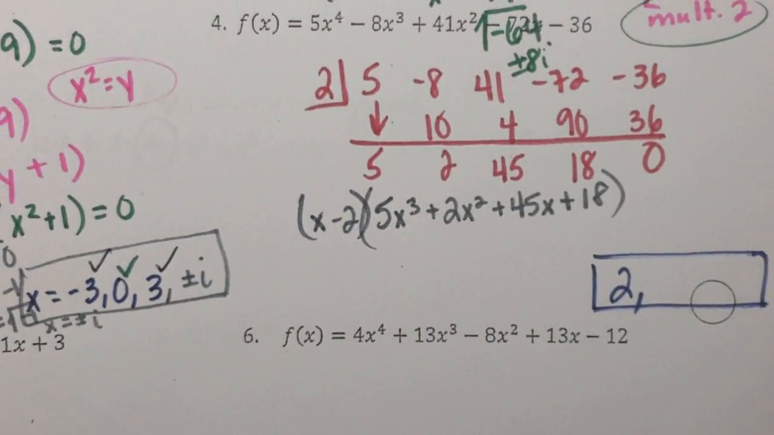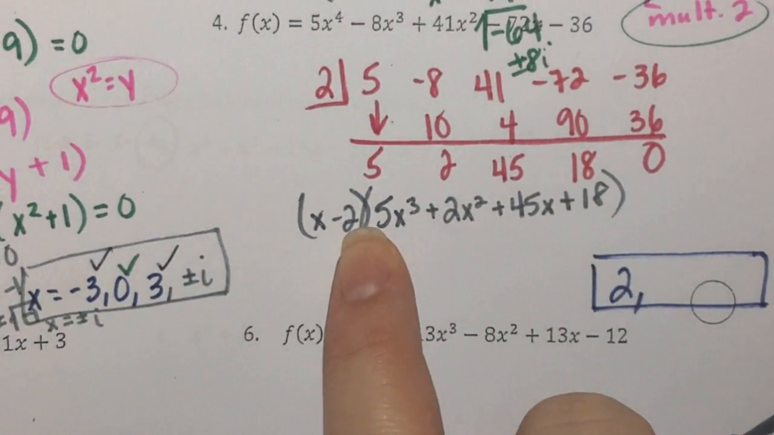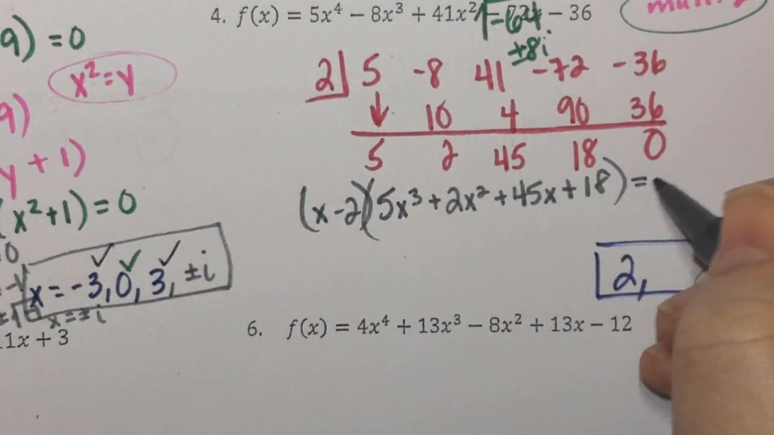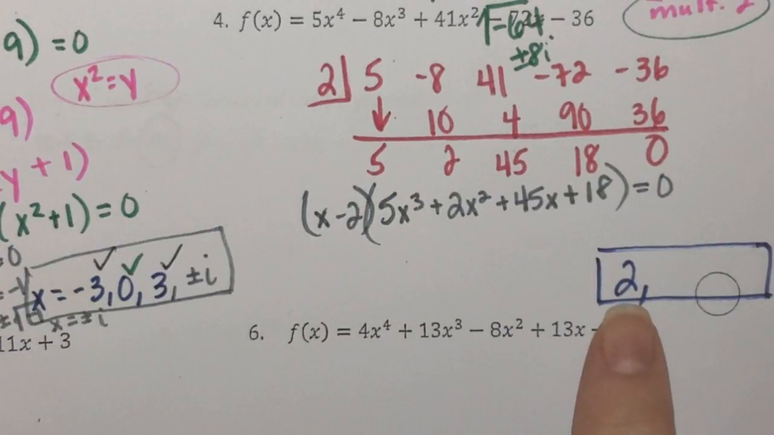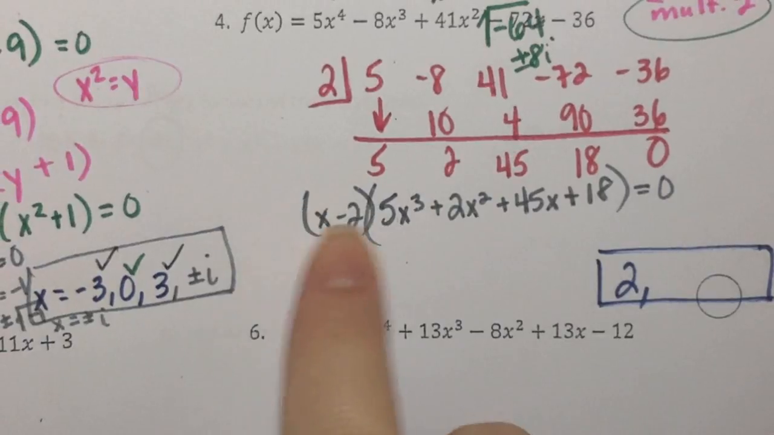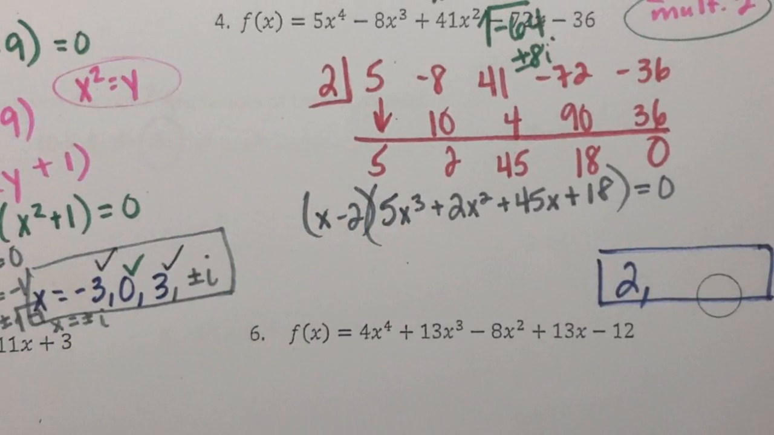Okay, Miss Coffey, you said one of the answers was positive 2. Why are you writing x minus 2? Because remember, at the end of the day, when we set it equal to 0, it ends up being the opposite side. So when I said x minus 2 equals 0, I get that positive 2 answer. Now, do you have to write that part? No. I think it helps, but I'm the math teacher. What do I know?